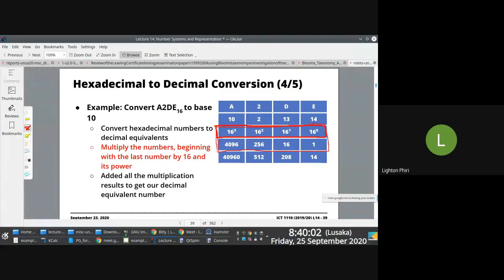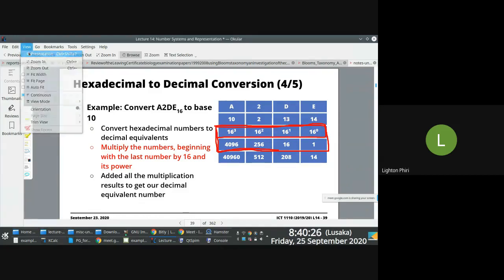Once you evaluate the powers of 16, you multiply the result of the evaluation of the powers of 16 by the equivalent base 10 numbers that you derived here. So it would be 10 times 4096, 2 times 256, 13 times 16, 14 times 1.